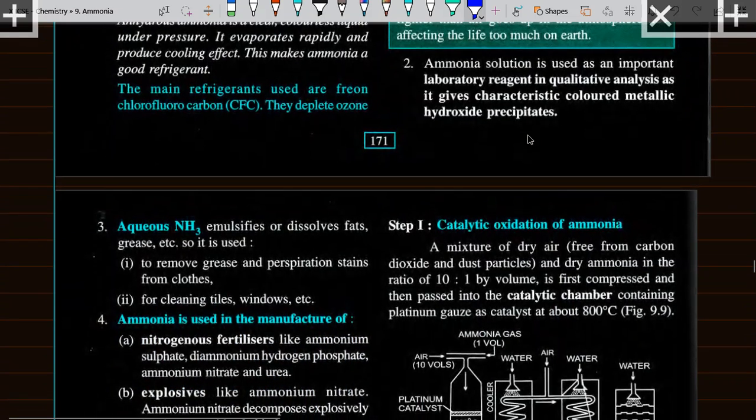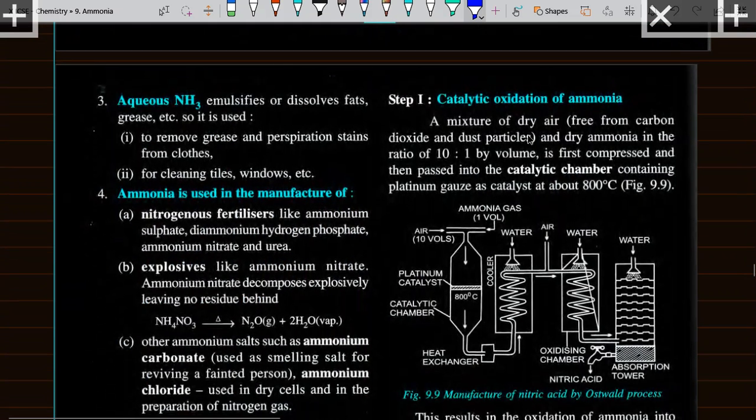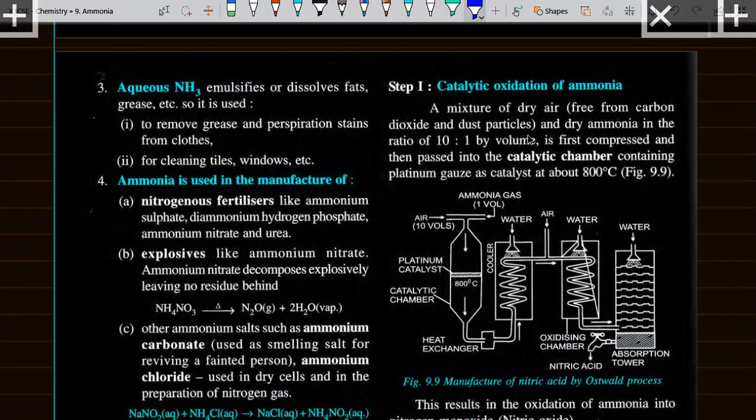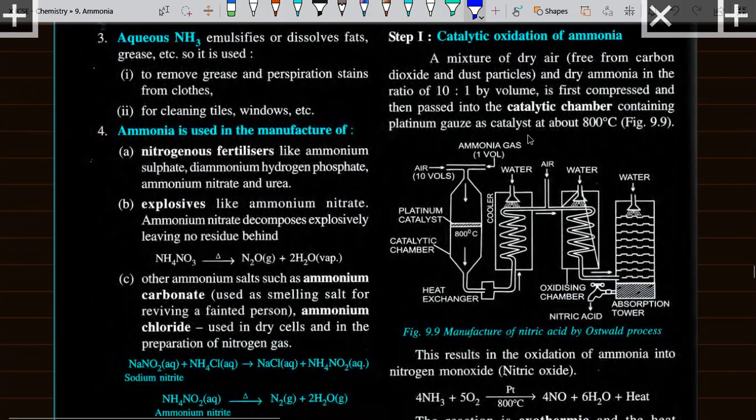Ammonia solution is used as an important laboratory reagent in qualitative analysis as it gives characteristic colored metallic hydroxide precipitates. Analytical chemistry. Uses of ammonia. Aqueous ammonia emulsifies or dissolves fats and grease. So it is used to remove grease and perspiration stains from clothes, for cleaning tiles and windows.